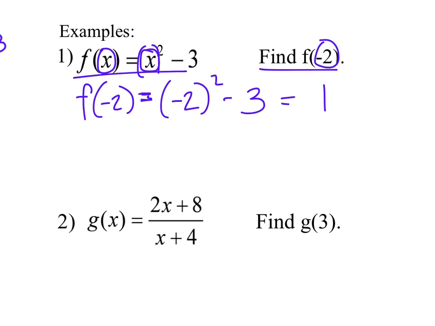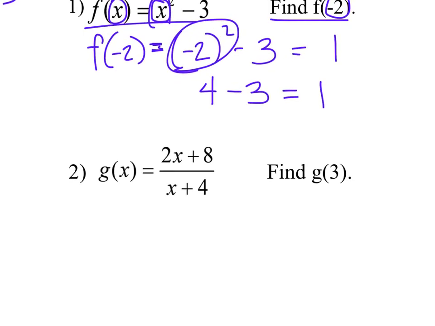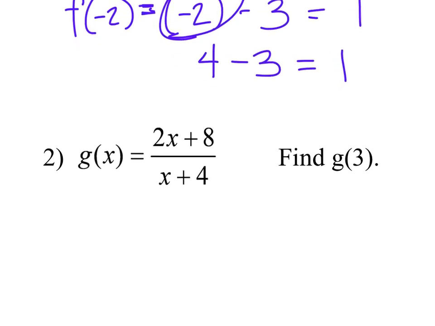This is the easiest way to do this, to actually do it in the calculator. But negative 2 squared is 4. Order of operations, we do exponents first. So 4, and then 4 minus 3 is 1. So that's just doing the math. But you do have access to a calculator to at least check your work.